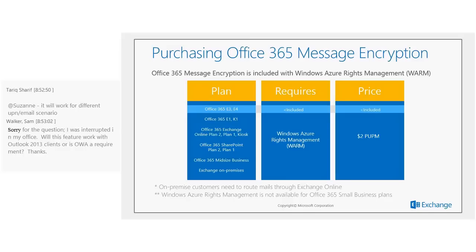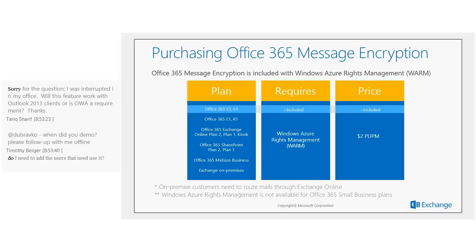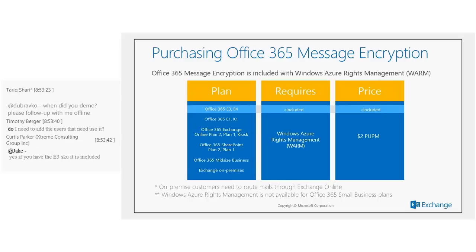Having said that, the SKU is also available as an add-on. So if you are on any of the other plans that are listed on the left box, such as the Office 365 E1, K1, Exchange Online Plan 2, Plan 1, and so on, you can also use Windows Azure Rights Management, and that SKU can be purchased for $2 per user per month. That's the US price.